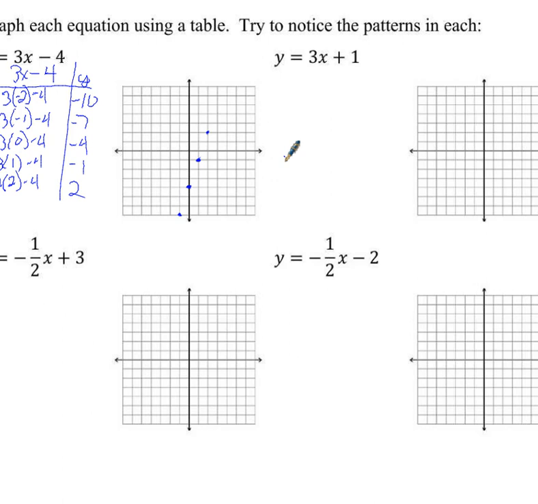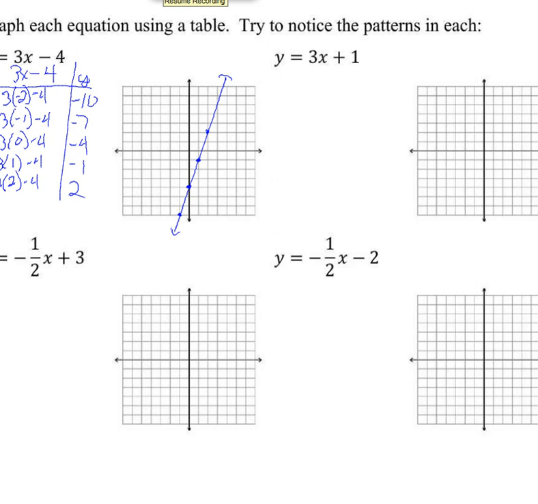Seems like all of these dots are kind of making a line, and they are making a line. So I'm going to go ahead and put my ruler on here and draw in that line. Line up your ruler really well. Get that line on there drawn very accurately. All the way through the grid, arrows at both ends.